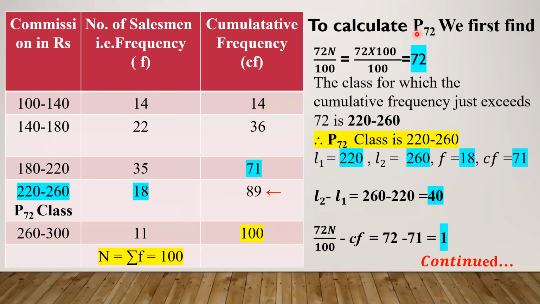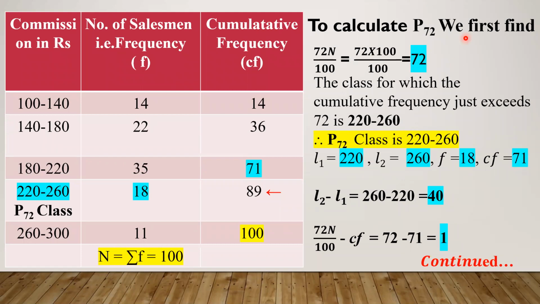Now to calculate P72, we divide N by 100, and for the 72nd percentile we write 72 N by 100. Put the value of N, it is 100. So 72 into 100 by 100 will give you 72. Use a calculator to solve your calculations. Step 3 is over. Now step 4, locate the P72 class.